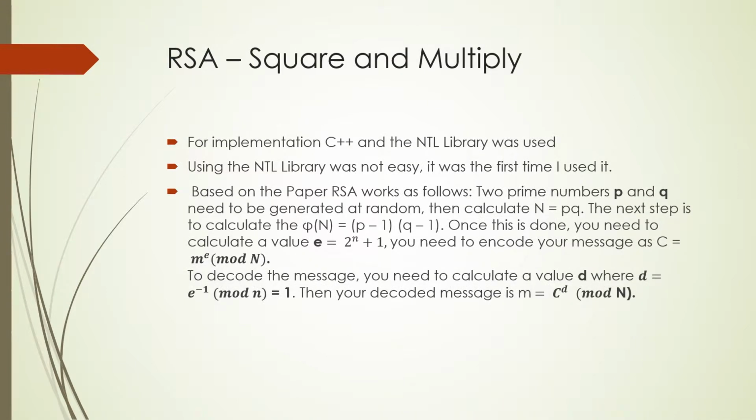For the RSA square multiply, I used C++ and implemented the NTL library. Using the NTL library was not easy, mainly because you have to compile it and include it in your project file, install the references, and include the include folder with all the header files and all the files from the NTL library. Because if you do it outside of the project, then it doesn't work. You can't call it.